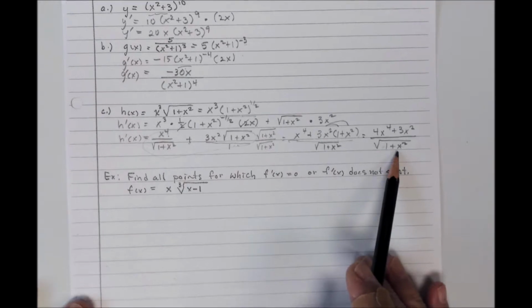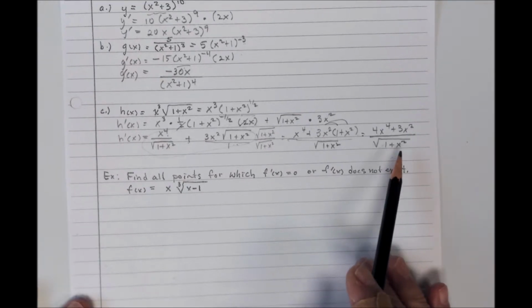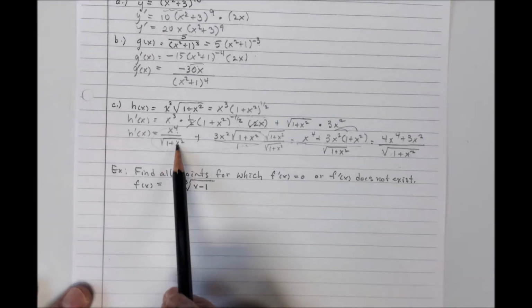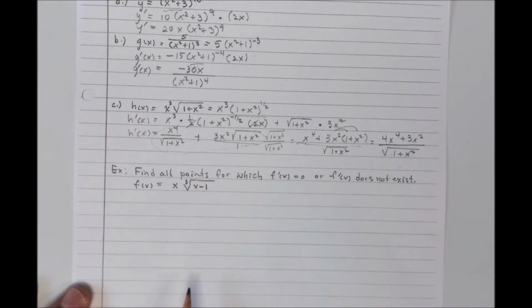Especially if we're doing extra steps here, as we will be in the next chapter. So try to get used to writing expressions like this as a single expression. Next example, it says find all points for which f prime of x is equal to 0 or f prime of x does not exist.